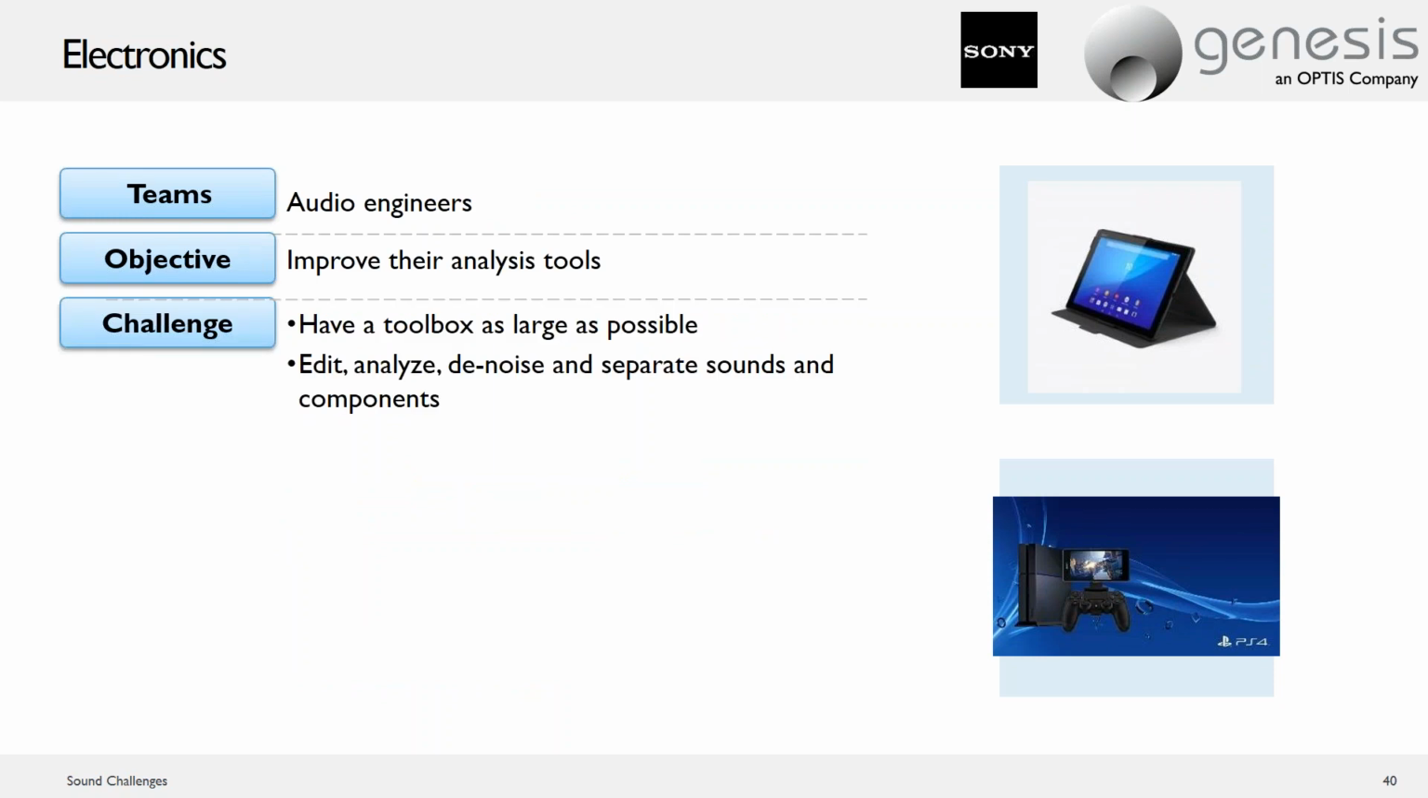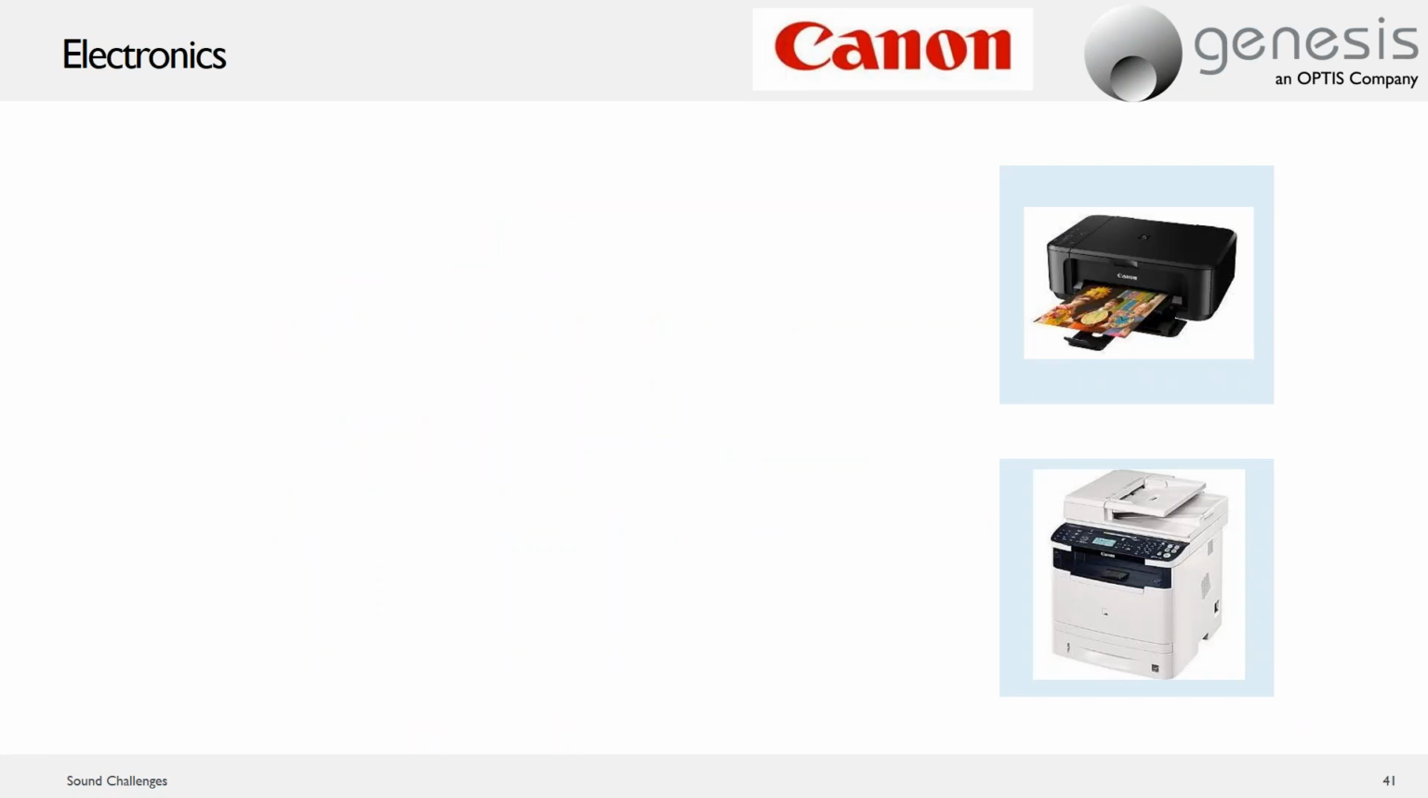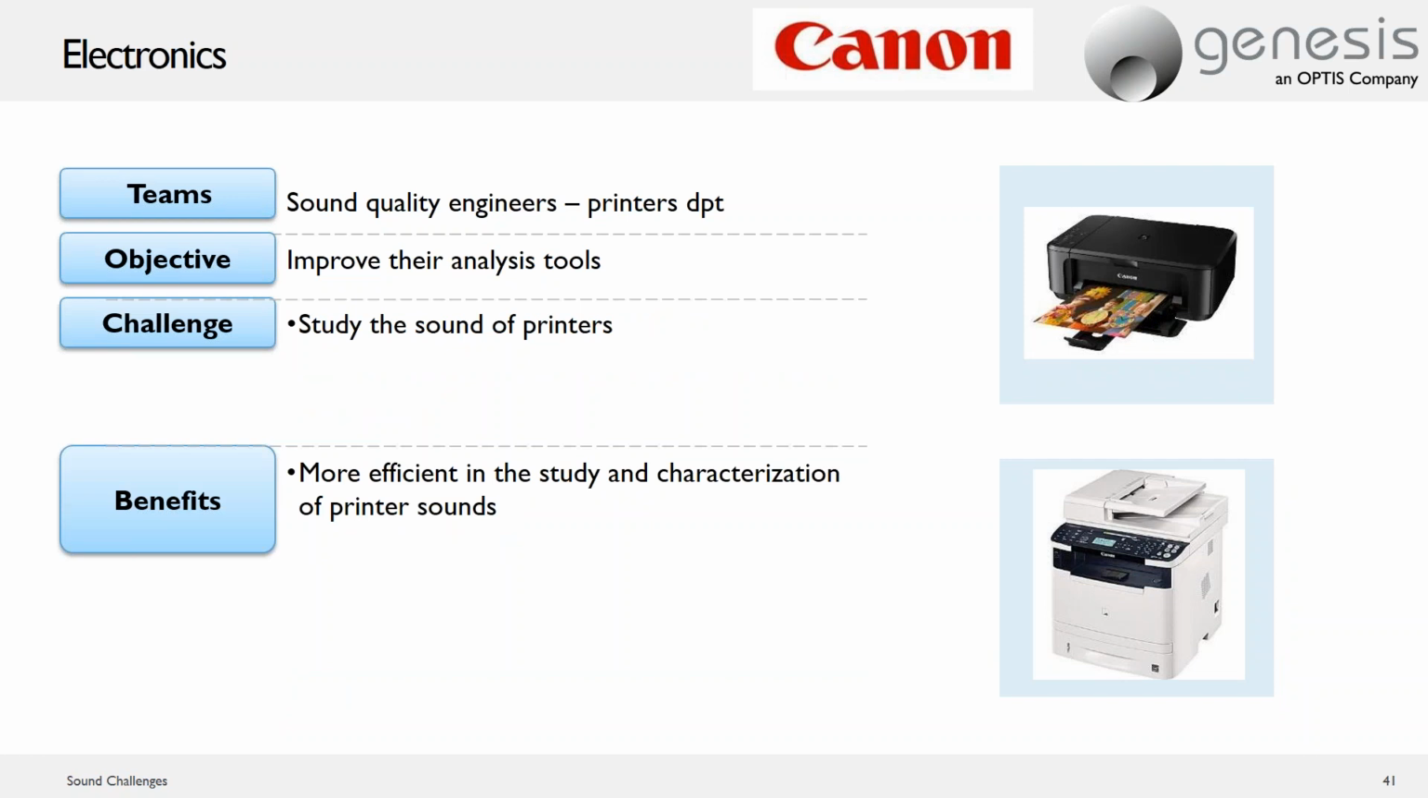A couple electronic references. A team of audio engineers use Genesis to improve their analysis tools. So edit, analyze, and denoise sounds. Again, improved efficiency using LIA. Another electronics use is for a printer, to have a better perceived sound coming from your printer. Everyone knows that printers can be extremely loud sometimes.